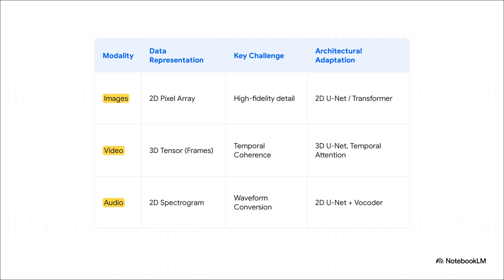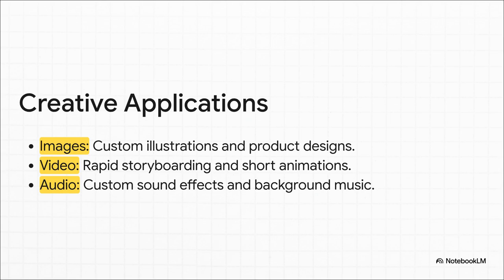A sound wave gets converted into what's basically a 2D picture of its frequencies. That's called a spectrogram. The AI denoises that picture, and then a separate tool called a vocoder translates that clean picture back into the sound wave you actually hear. And this adaptability is exactly why diffusion models have become such essential tools for artists, filmmakers, game designers, pretty much anyone in a creative field. Need a super specific sound effect or a quick visual concept for a storyboard? These models can just whip it up for you.